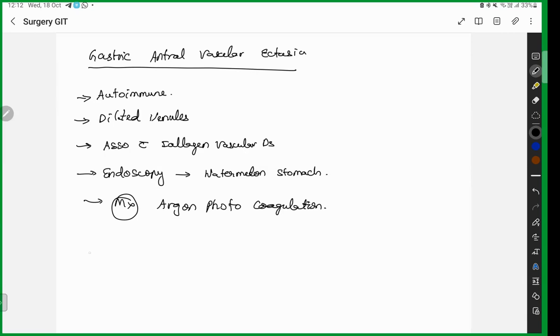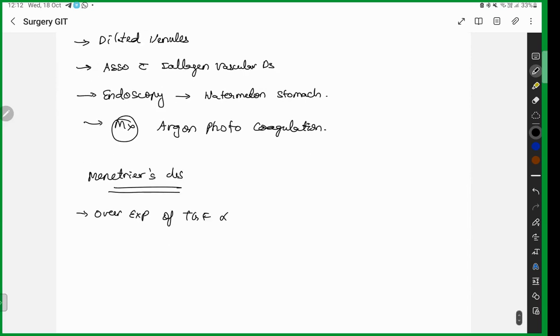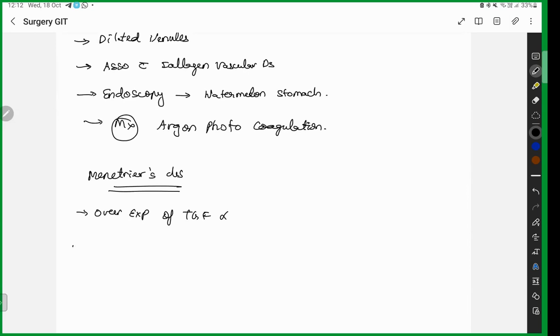So now coming back to the next one, Menetrier's disease. What is Menetrier's disease? It occurs due to overexpression of TGF alpha. Overexpression of TGF alpha will lead to Menetrier's disease. What happens here is there is hypertrophy of gastric mucosal folds. Very important. So Menetrier's disease is due to overexpression of TGF alpha, with hypertrophy of gastric mucosal folds.